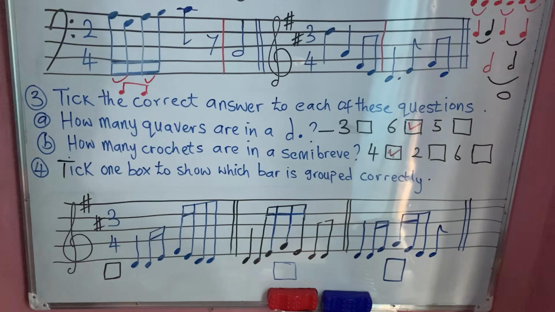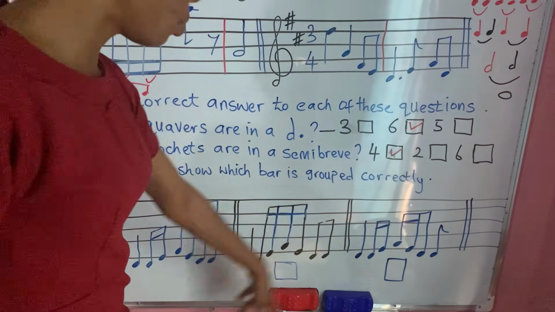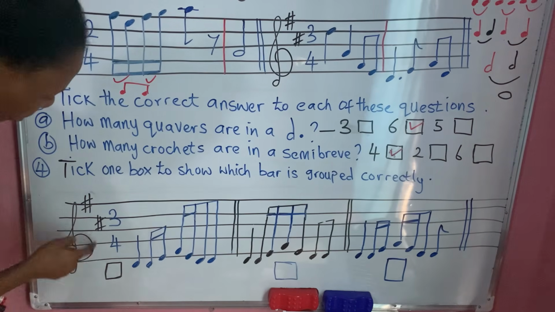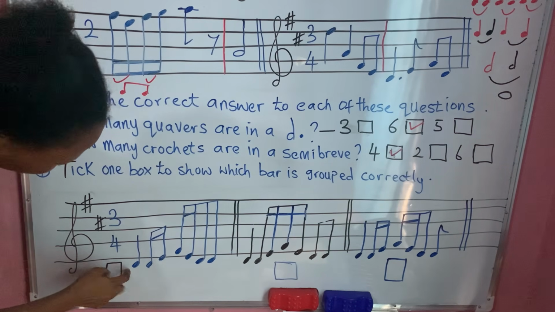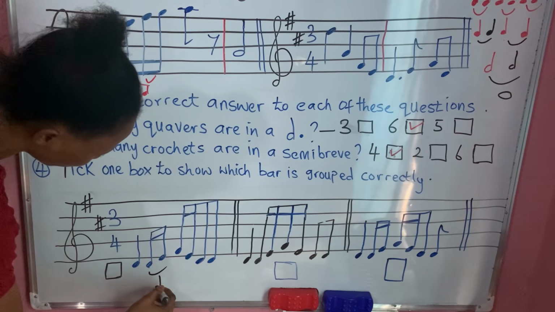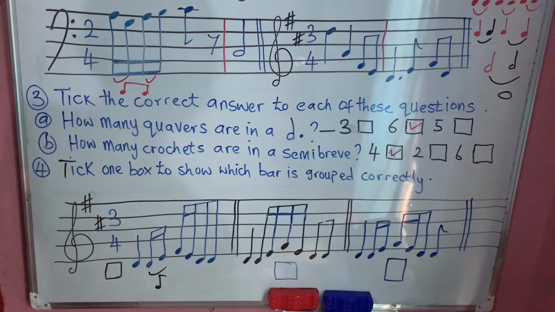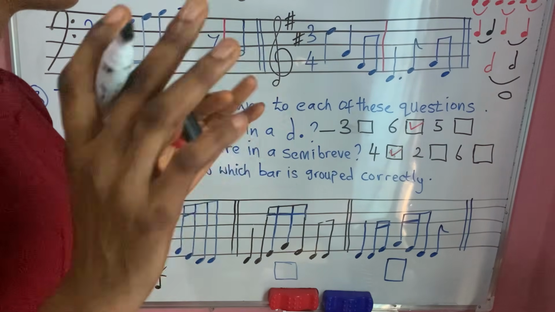So that's it. Now let's see the first one, 3/4. Let's see which of the bars here is grouped correctly. Now 3/4, let's see. This bar is not even correctly grouped because all the beats are supposed to be on their own.